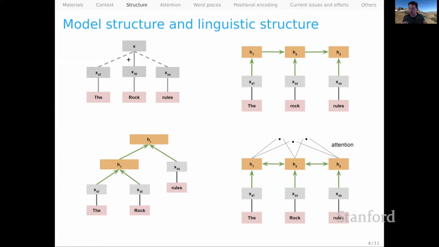And we are at this point on the road toward the transformer, which is a kind of extreme case of connecting everything with everything else and then allowing the data to tell us how to weight all of those various connections.